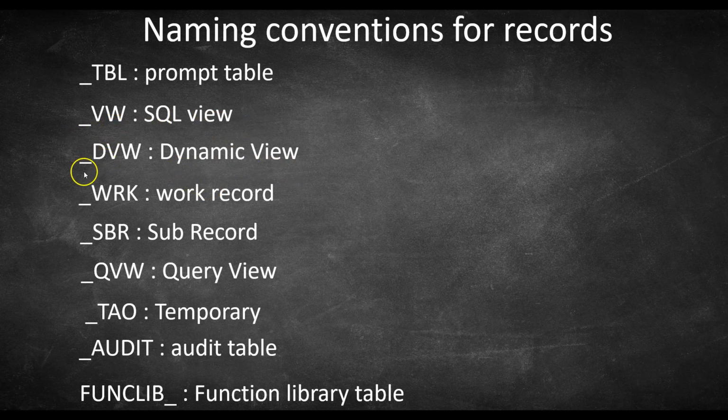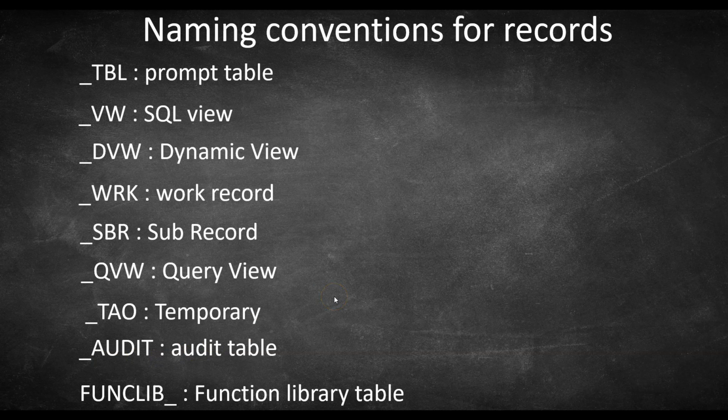For dynamic view, we will have a suffix underscore DVW. For work record, it is underscore WRK. If we are creating a sub record, then we can add a suffix underscore SBR. For query view, we can go with underscore QVW. If we are creating records for parallel processing, those will be temporary tables. For them, we can add a suffix underscore TAO. If we are creating any audit record for an existing record, then we can go with the suffix underscore AUDIT.